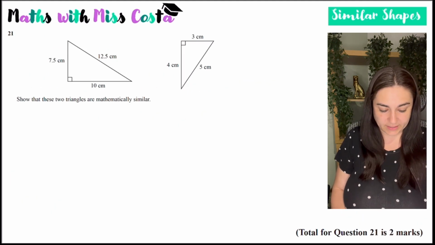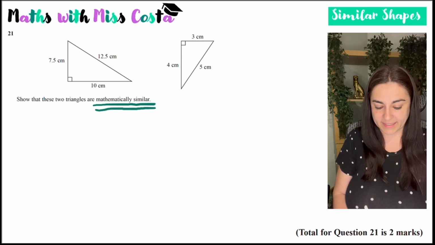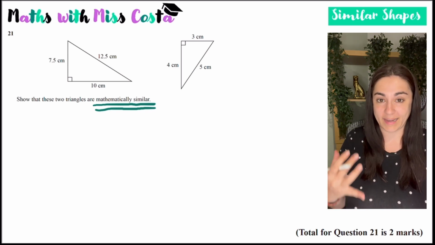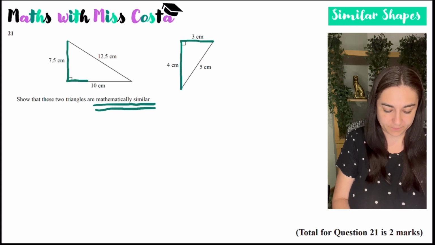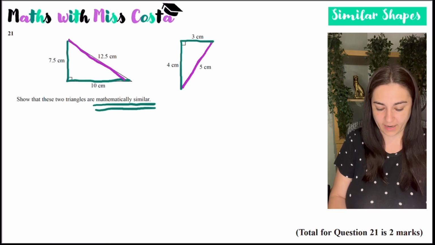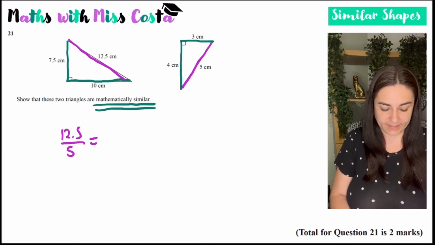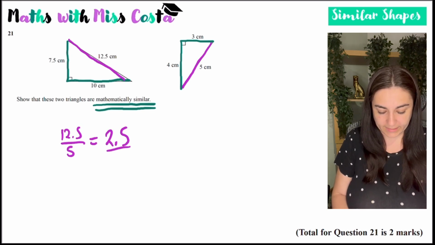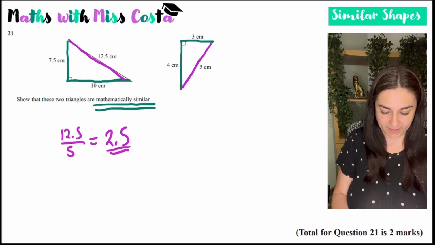For the next question, I need to show that these triangles are mathematically similar. So to show that triangles are mathematically similar, I need to show that all the sides are enlarged by the same scale factor. So here is my right angle, and here are my 2 perpendicular lines. And this is my hypotenuse. The hypotenuse is always the side that is opposite the right angle. So 12.5 divided by 5 is 2.5. So if that's the same case for all of the other sides, then I know that it's mathematically similar.